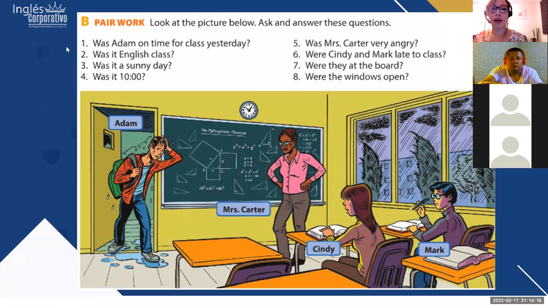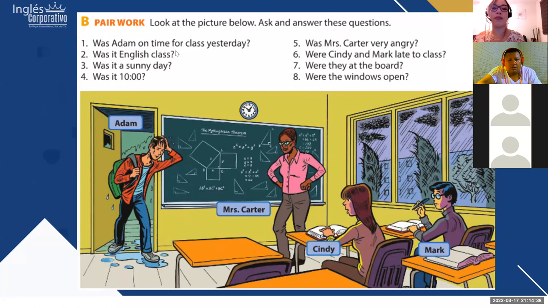Now, let's analyze this picture, and based on this picture, we're going to work in groups answering the questions that we have here. First question, and we got Adam, Mrs. Carter, Cindy, and Mark. Okay, so based on the picture and the people that we have here, we're going to ask and answer these questions.